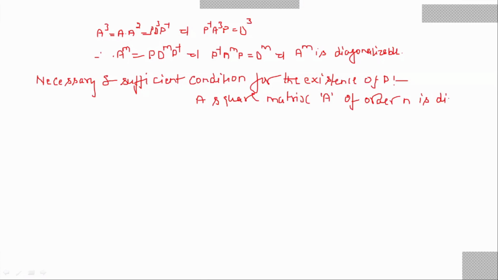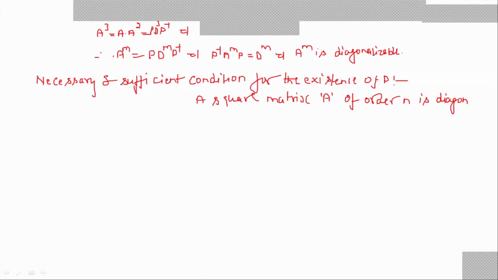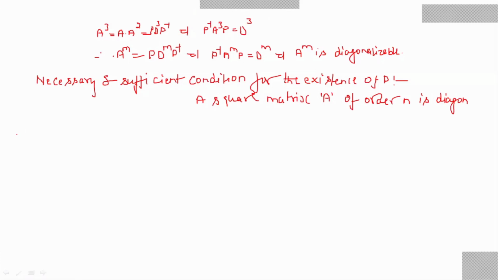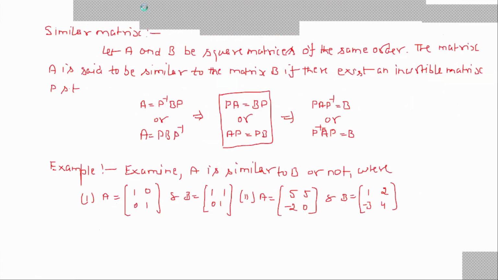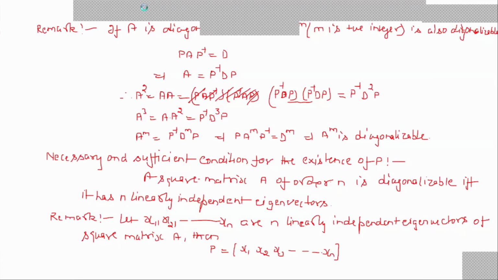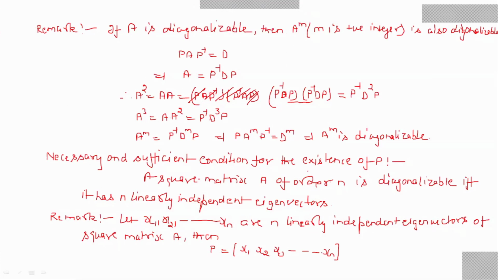If you have any doubt, you can ask along the way. I could write it directly, but you should know the concepts, the background, the whole story, since we don't want to become clerks. Diagonalizable if and only if... here you can see this is a necessary and sufficient condition for the existence of P. A square matrix A of order n is diagonalizable if and only if it has n linearly independent eigenvectors.